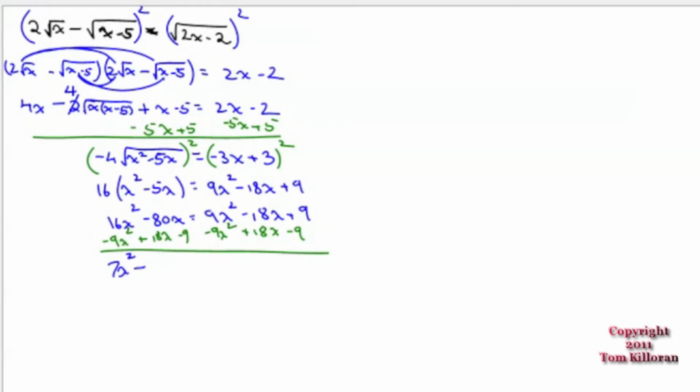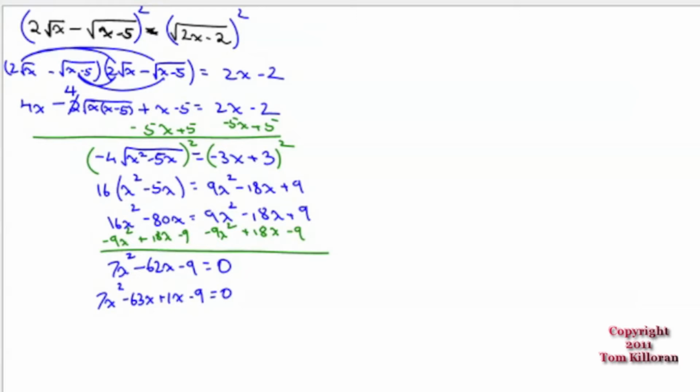So let's see, this is 7x squared minus 62x minus 9 is equal to big fat 0. What's 7 times 9? 63. Oh, that's an easy one then. So this is 7x squared minus 63x plus 1x minus 9 is equal to 0. Right? Factors of 63 that subtract up to a 62.